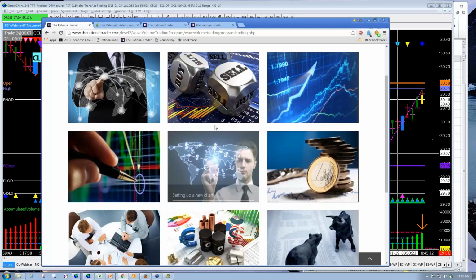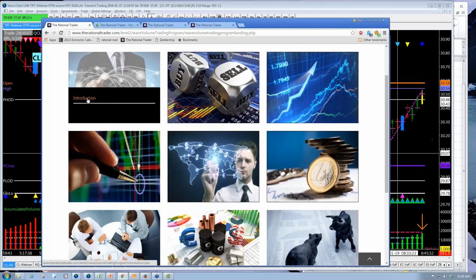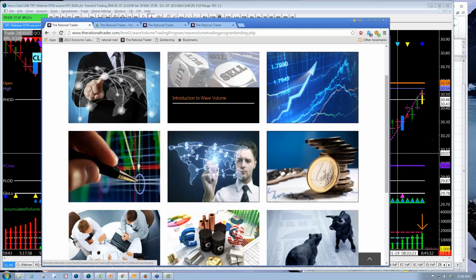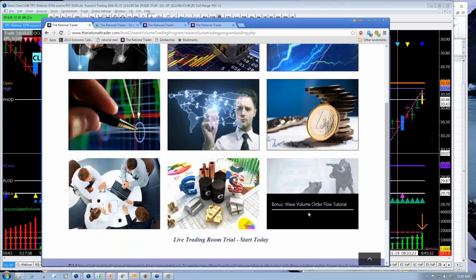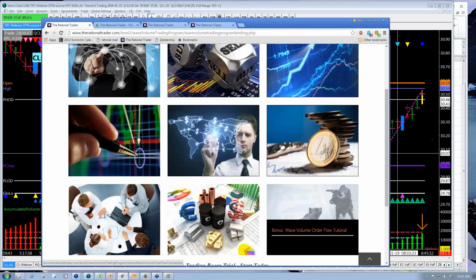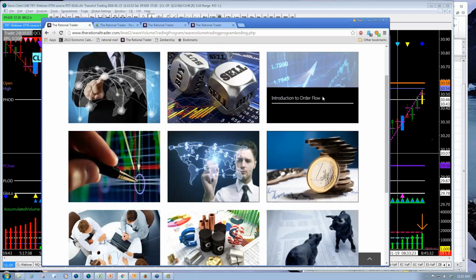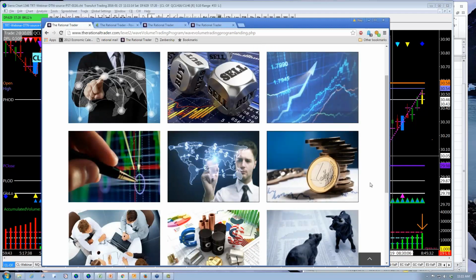This is an introduction on how to read everything here. This is the tutorial on using wave volume. Here's a tutorial on order flow. And then down at the bottom here in the corner is an extra tutorial that integrates those two together. That's a total of 4 hours of training right there.